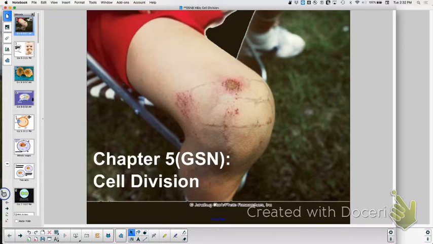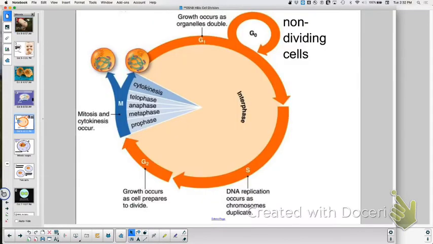So the first thing we want to remember is our cell cycle, and that's kind of the life cycle of a cell. And so we have the M stage. The M stage includes the stages, in this case, of mitosis.